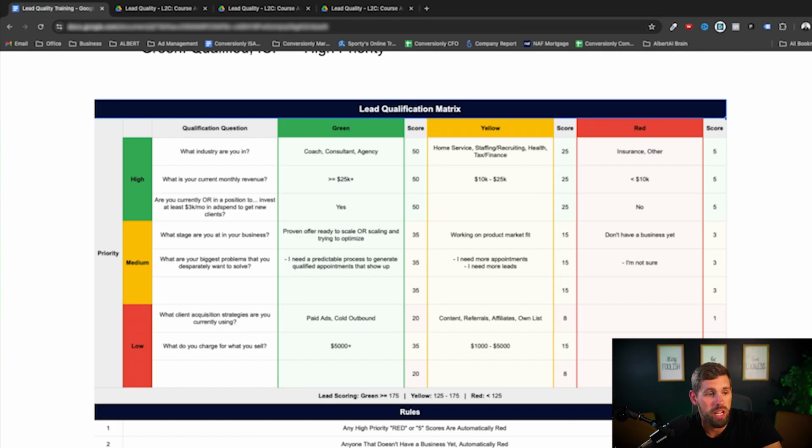Now, inside of this, every question can have a green, yellow, or red answer. Not in all cases are they going to have all three, but they will have at least two of those answers. For instance, if you have a yes or no question, it's green and red. No, red, green, yes. For instance, for Conversionly, our qualification criteria, what industry are you in? Our top three industries that we work in are coaches, consultants, and agencies. Those have the best customer journey in working with us. They have typically the fastest return on investment, and it ultimately creates the best experience for everybody involved.